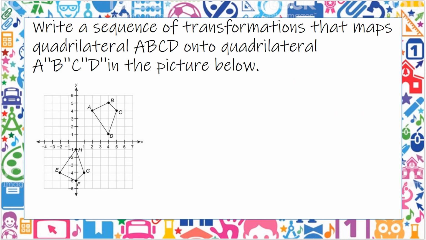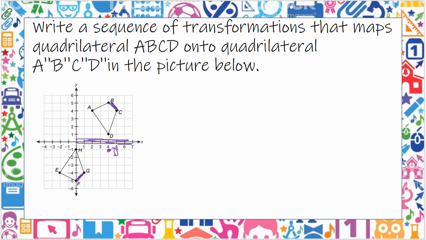Write a sequence of transformations that maps quadrilateral ABCD onto quadrilateral A prime prime B prime prime C prime prime in the picture below. Okay, so I see this side here matches this side here. So somehow we have to get BC to the bottom. So I'm thinking we're going to flip it over this. So let's flip that. 4, 1 would become 4, negative 1. That's D prime.